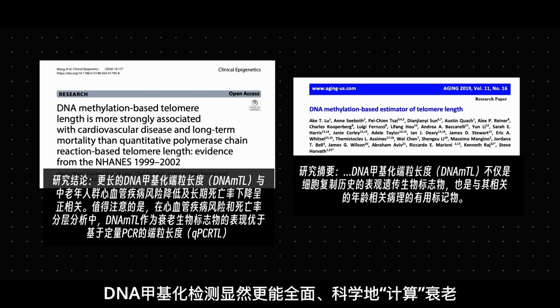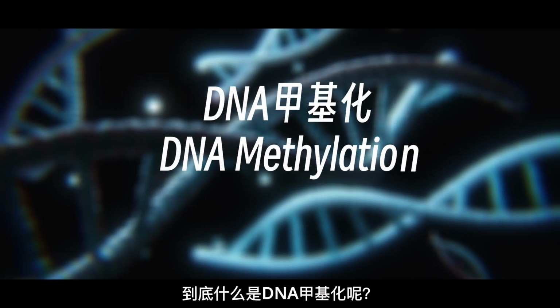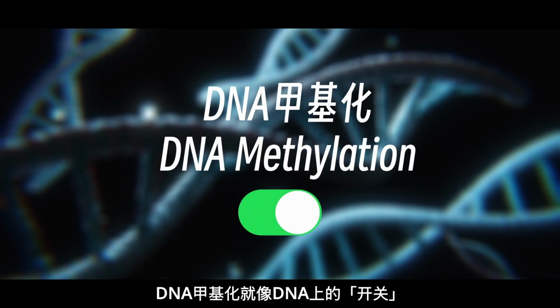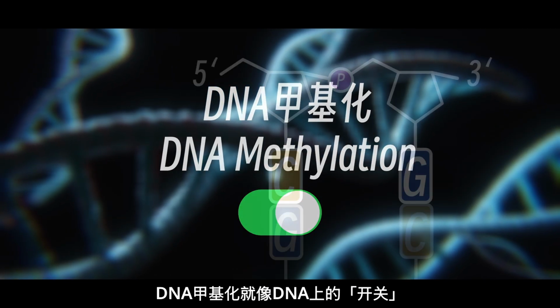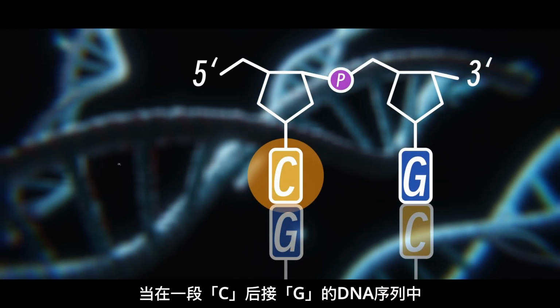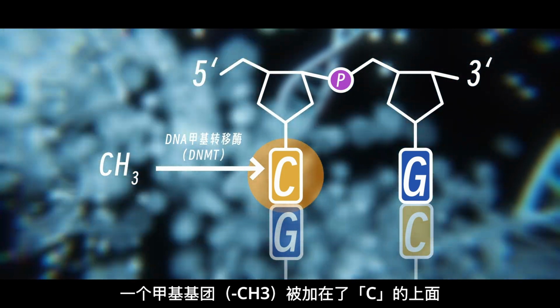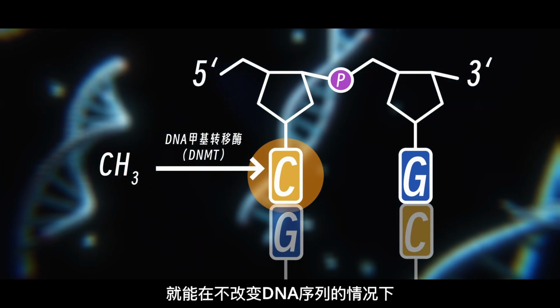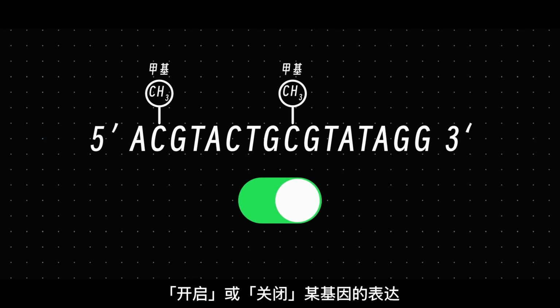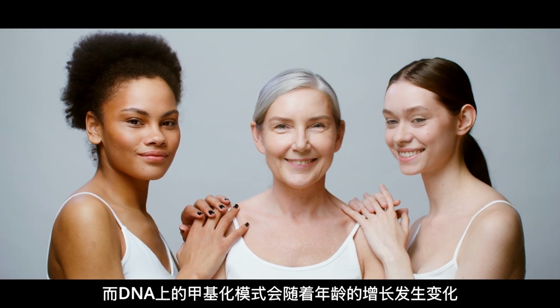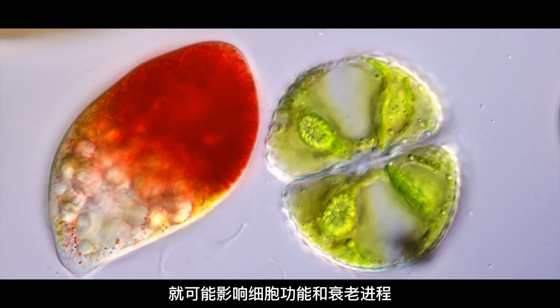But after all this, what exactly is DNA methylation? Simply put, DNA methylation acts like a switch on DNA. When a methyl group is added to a cytosine C, in a DNA sequence where C is followed by a guanine G, it can turn a gene on or off without changing the actual DNA sequence. The methylation patterns on DNA change as we age. When the expression of related genes is altered, it can affect cell function and the aging process.